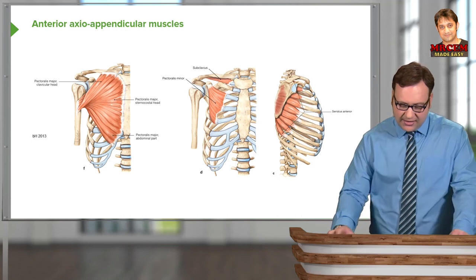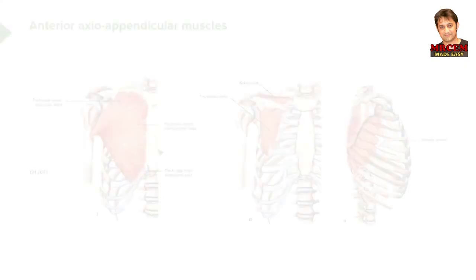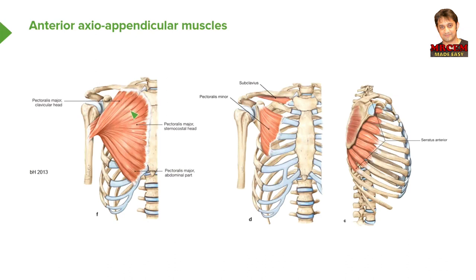And here we can see the anterior muscles. We have a whole series of them. We have Pectoralis Major, we can see here. We have Pectoralis Minor, we can see here. We've got Subclavius, we can see here. And also we've got Serratus anterior. We'll come back to that later on.